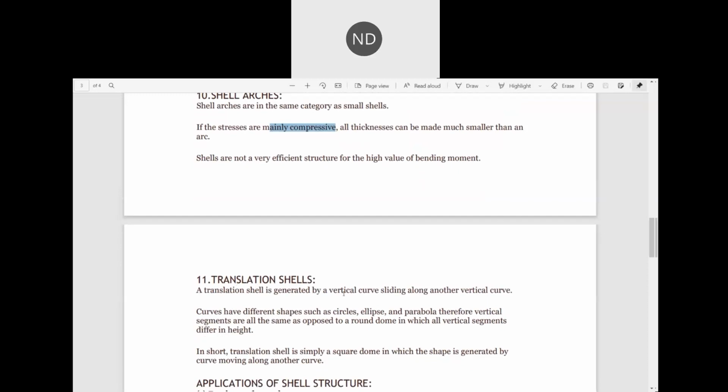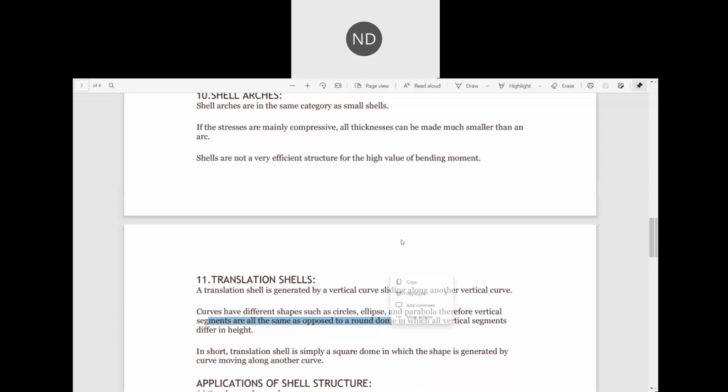Translation shells. A translation shell is generated by a vertical curve sliding along another vertical curve. So you have a vertical curve, another vertical curve, when it comes on that, it is a translation shell. Curves have different shapes, such as circles, ellipse, it can be parabola. We have already seen there can be different types of shell structure. Therefore, vertical segments are all the same, as opposed to a round dome in which all vertical segments differ in height.